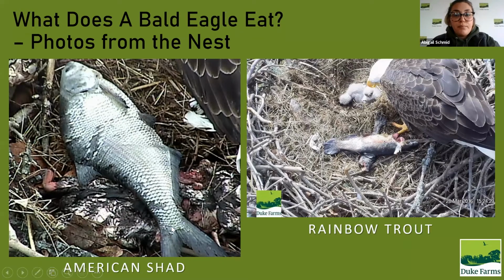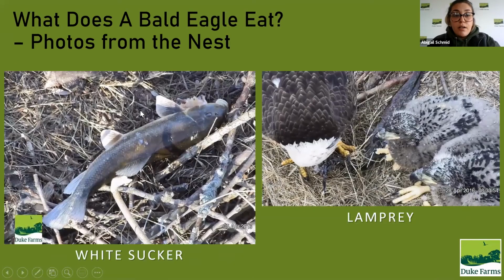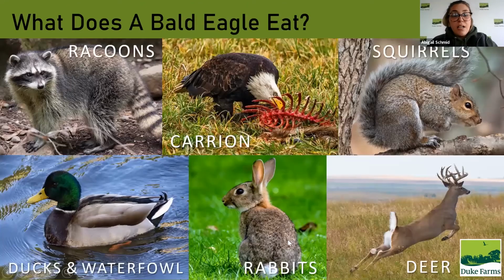So we have an American shad here, a rainbow trout. Both of these are very common to see in the nest. Common carp right here. Musk turtle shell, right? So they like turtles too. We see a lot of turtle shells in the nest. White sucker, taking up most of that photo, hard to miss. And then there's a lamprey all up in the center of this photo. So yeah, they love fish, but they don't just eat fish.